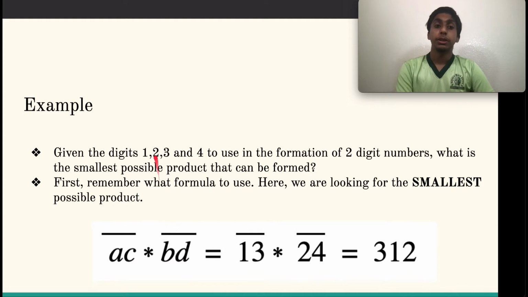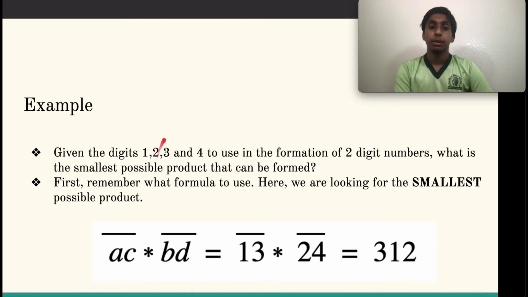Now here, what is my smallest digit? 1, right? So 1 is going to be my A value. Similarly, my C value is going to be 3. So that's how I get 13 over here. And note how I'm not multiplying 1 and 3. I'm just keeping them as 13.